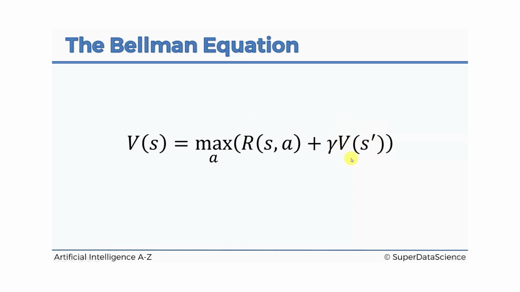So that's the value of the new state, and gamma. We'll talk about gamma in a second. But the point I'm raising here is that we've got many different actions that we can take. And that's why we've got the maximum. So by taking action, we get a reward, plus we end up in a new state.